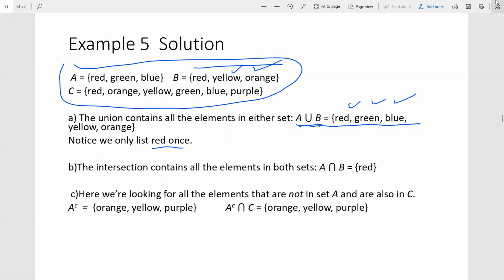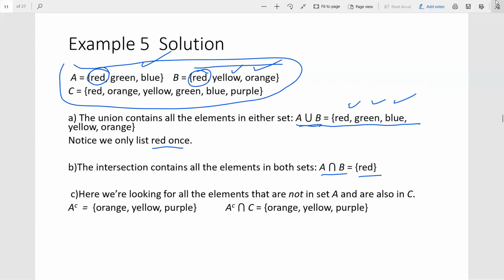Now, the intersection contains all the elements that are in both A and B. So you need to just look at the sets. You've got red in both, and you don't have green in both. You don't have blue in both. So the intersection of the sets is red.